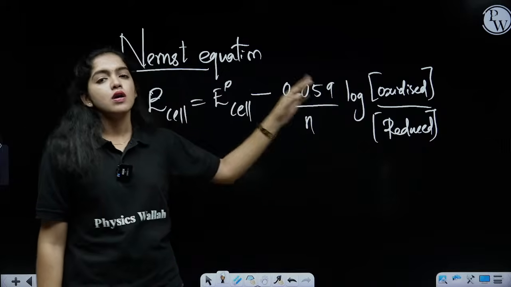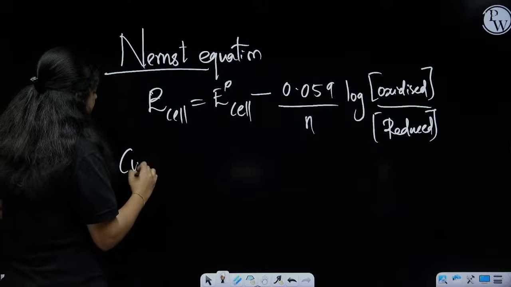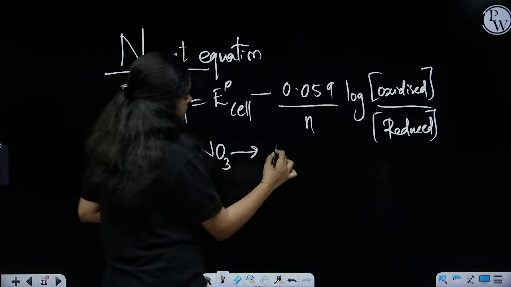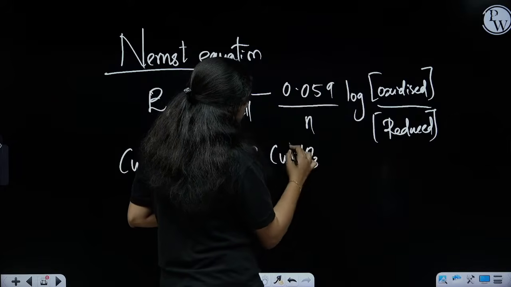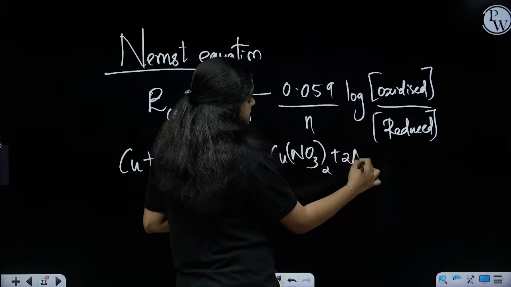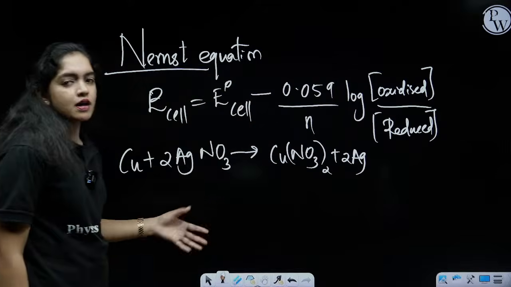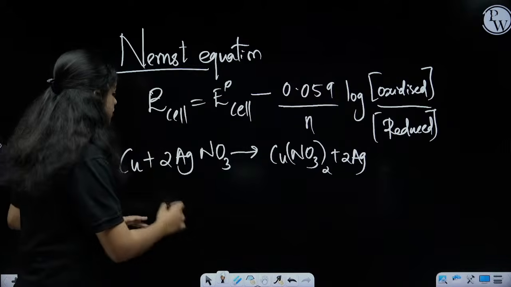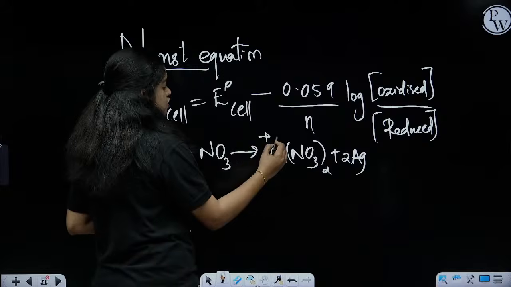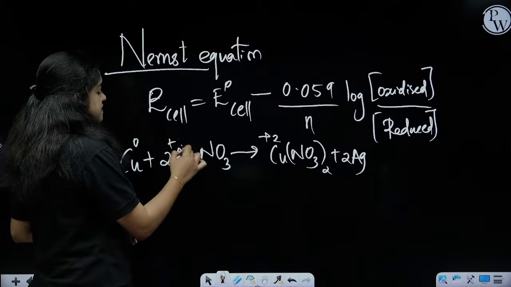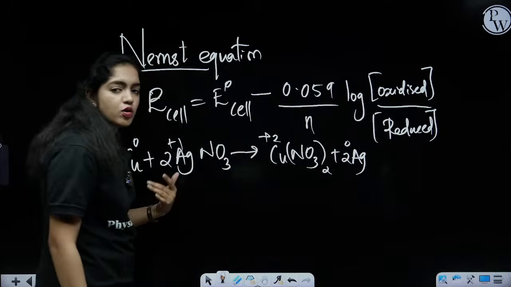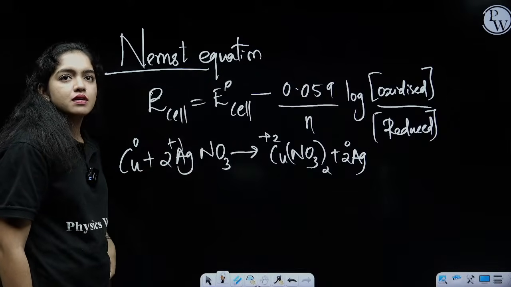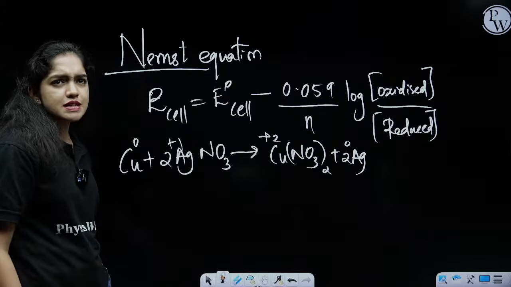Clear? Now, I will give you another equation, that is copper plus 2 AgNO3 gives Cu(NO3)2 plus 2Ag. This is another redox reaction for which we already did the calculation of oxidation and reduction. Here copper changes from 0 to plus 2, and silver changes from plus 1 to 0. Silver is undergoing reduction. So, can we write the Nernst equation for this? It's a very easy thing, right?